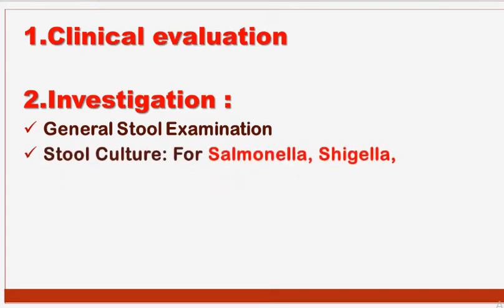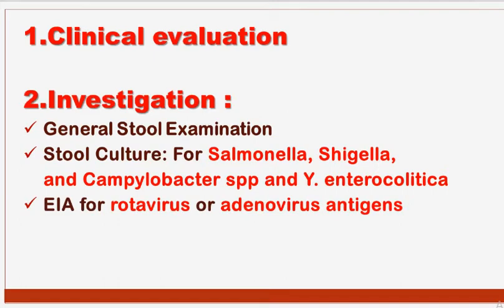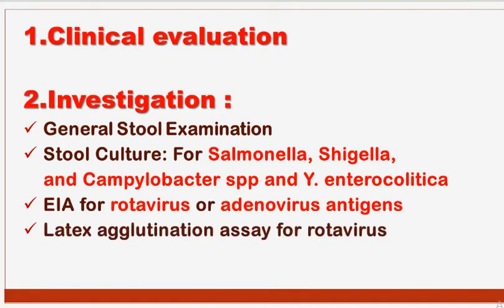Stool culture may be made, and this is when we are suspecting the cause is bacterial. So for Salmonella species, for Shigella, for Campylobacter jejuni, and there are signs of colitis or fecal leukocytes are present. This means the cause is bacterial, not viral. So we have what's called the enzyme immune linked assay for rotavirus or adenovirus if we think the cause is a viral diarrhea. And we have the latex agglutination assay for rotavirus.